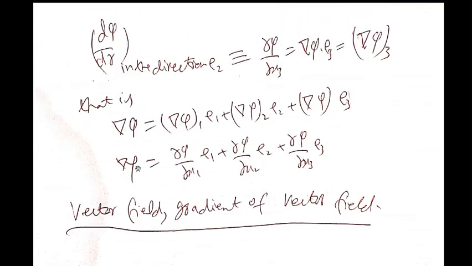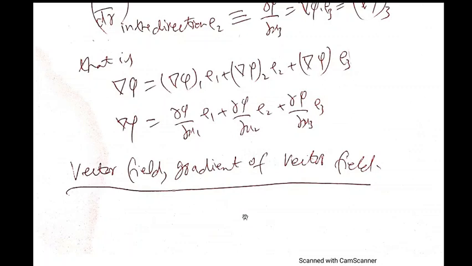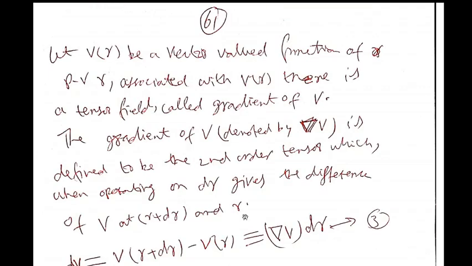Phi was scalar, gradient of scalar. Now we will define vector field, then gradient of vector field. This is the first time maybe you are going to define the gradient of a vector field, gradient of vector. In your previous classes you have defined gradient of scalar but not vector. Here we will define gradient of vector. Let's see how we will define this.